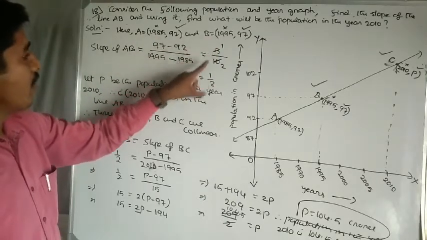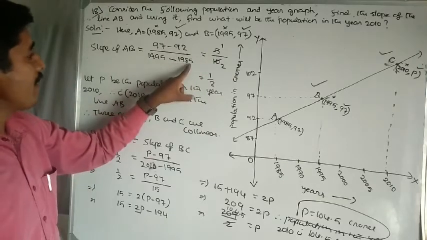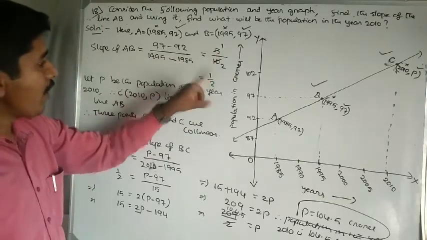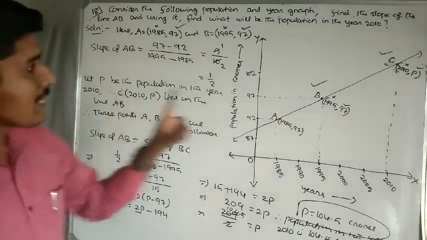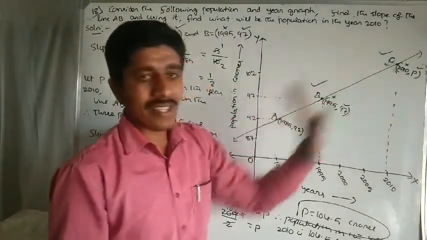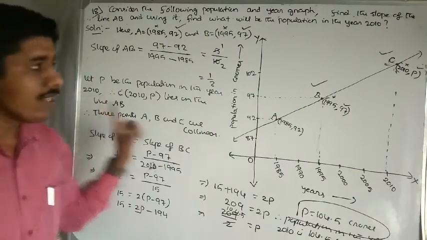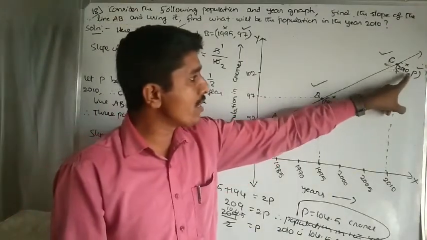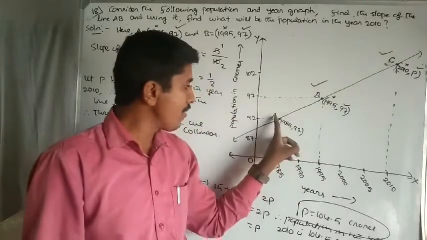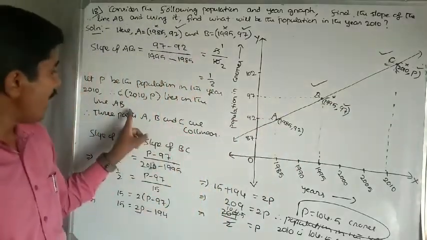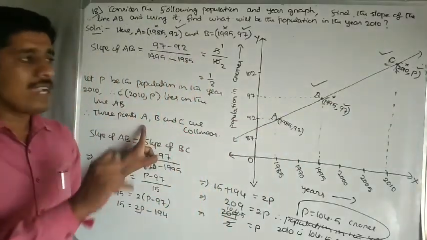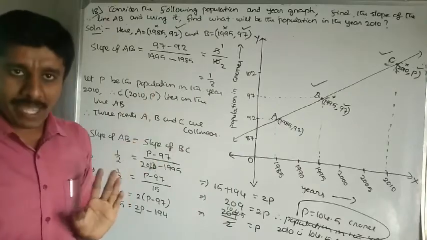97 minus 92, 5, divided by 1995 minus 1985, 10. 5 by 10 is half. Next, let P be the population in the year 2010. Therefore, here C point is (2010, P). C point lies on the line AB. On the line AB means these 3 points A, B and C are collinear.